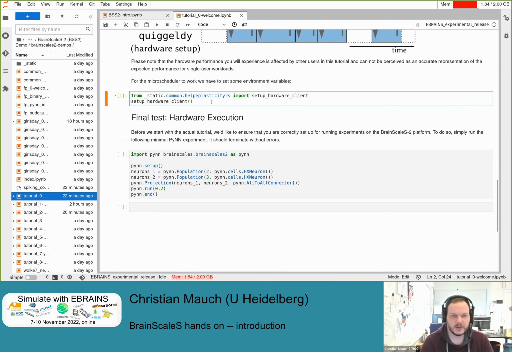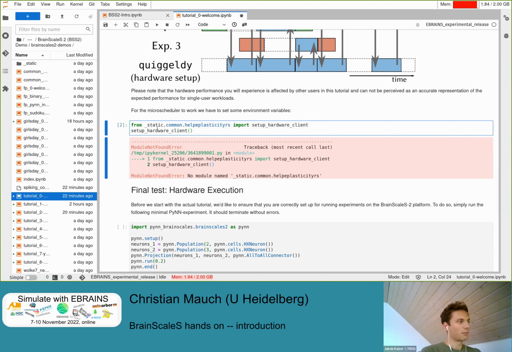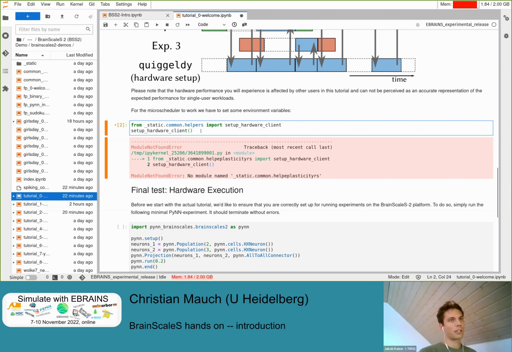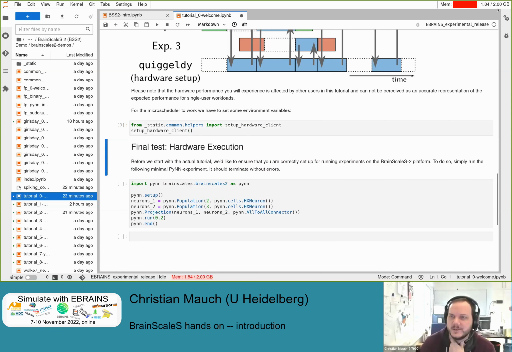You're missing a point, I think, from static helper plasticity, or there's a mix-up in what you import. Yes. From static helpers, you inserted plasticity, which is wrong. And maybe we should mention that you probably have to change the kernel at the top right.